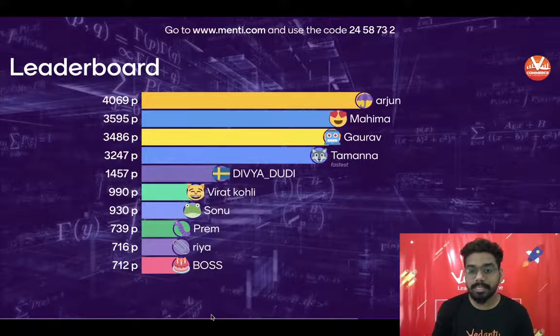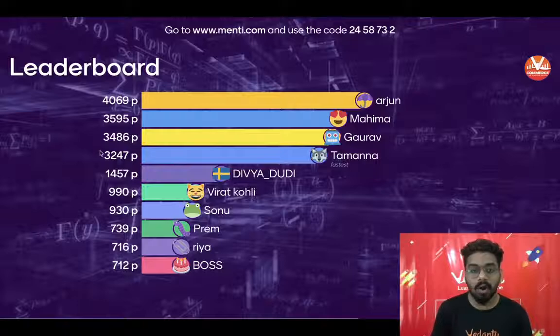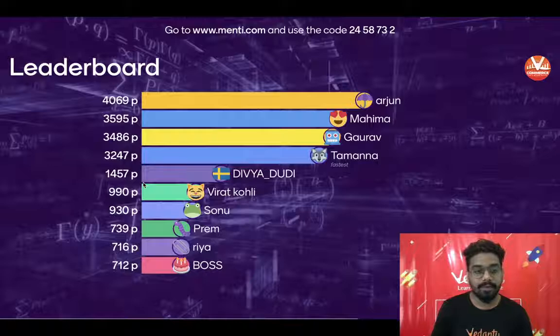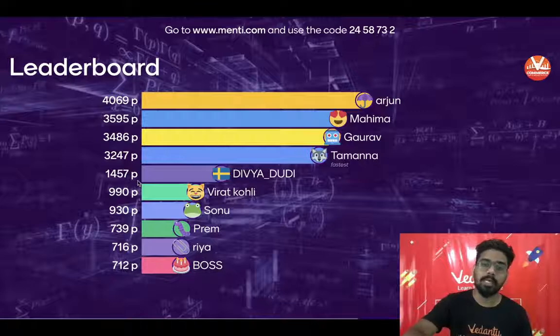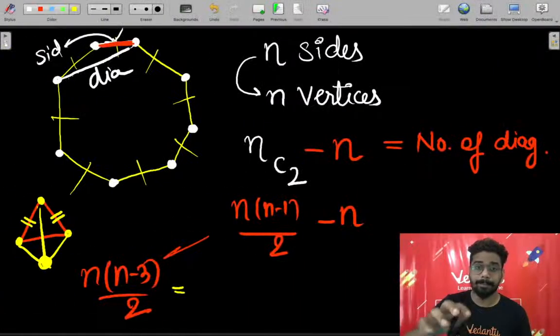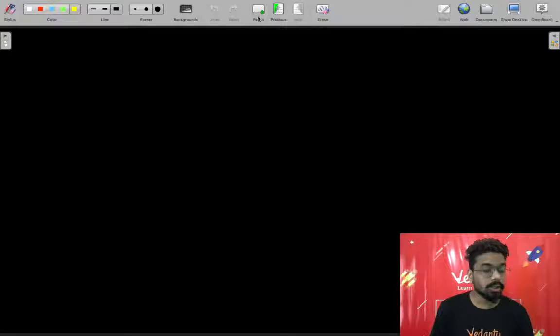So I can see Arjun, Mahima, Gaurav and Tamanna, there is a lot of competition going on between them. Divya is about to reach the competition. The rest, Virat, Sonu, Prem, Riya, are learning. That's our aim.